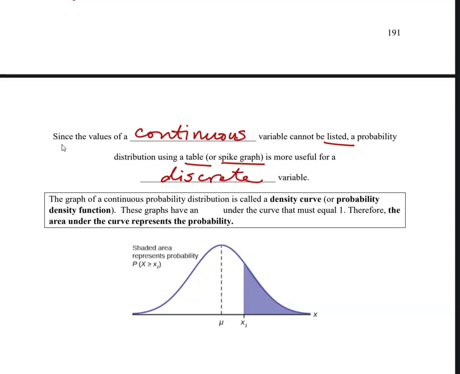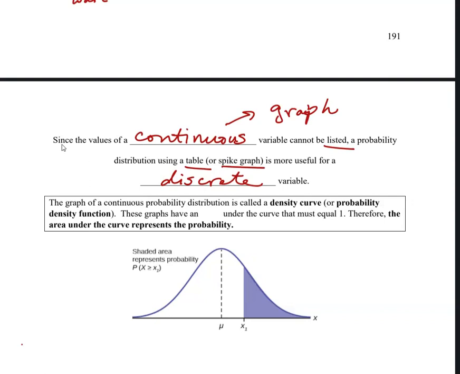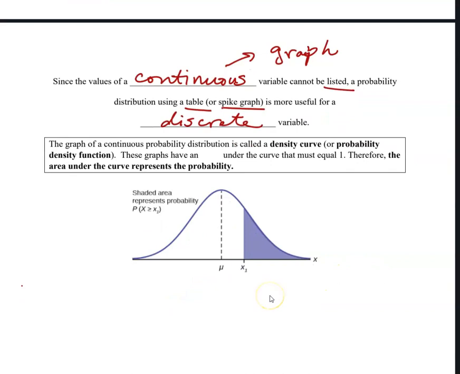This sentence is worded a little bit awkwardly. Let me see if I can clarify this a little bit. Continuous variables we're going to display on a graph. Whereas if it's a discrete variable, we'll use a table to do the display for the probability distribution. When it's continuous and we're using a graph, the name of it changes slightly to a density curve or probability density function.